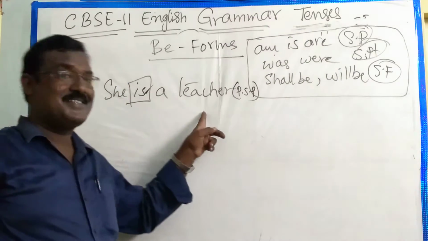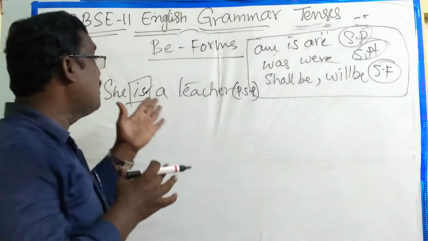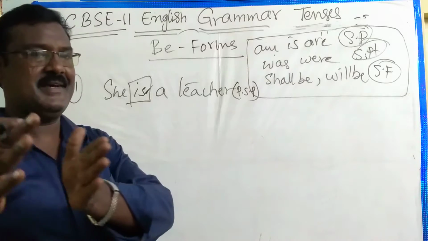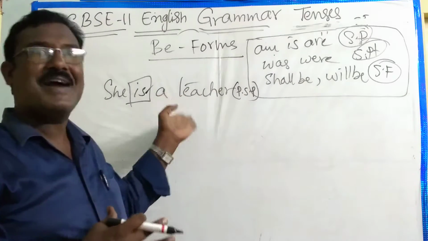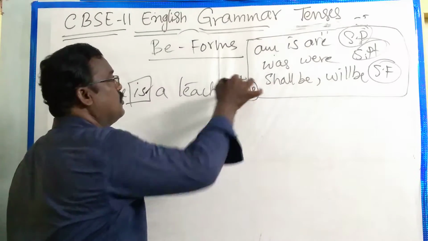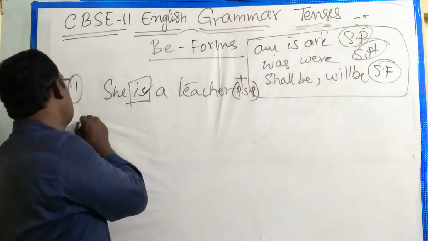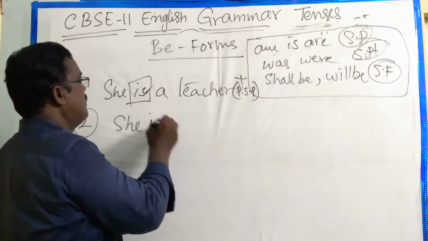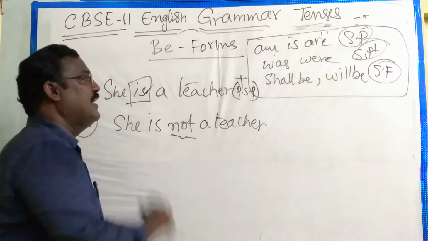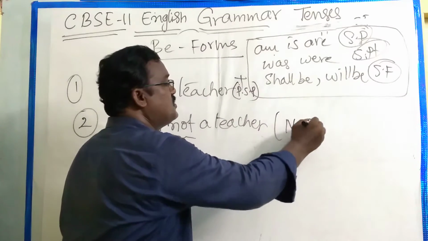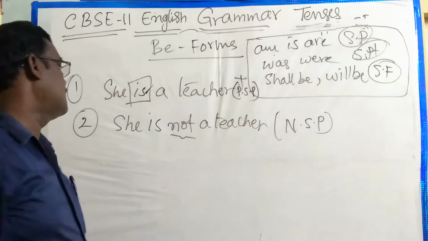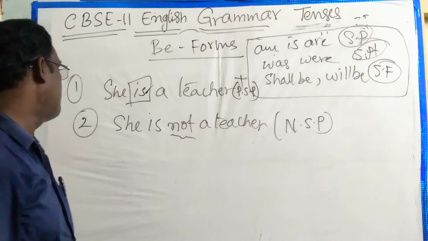Positive means it is not a negative. "Not" is not there. A positive answer means we are accepting the statement that is said in the sentence. She is a teacher. This is a positive simple present tense. Negative simple present tense: she is not a teacher. Whenever we put a "not" here, it is a negative simple present tense. See here, positive simple present tense, and this is negative simple present tense.